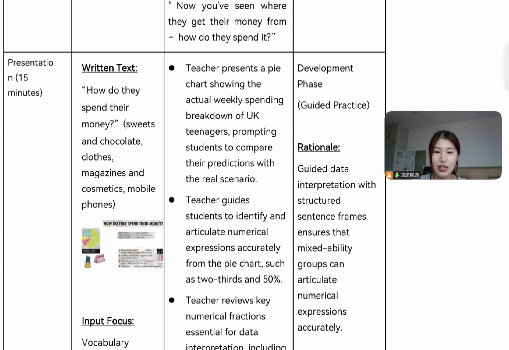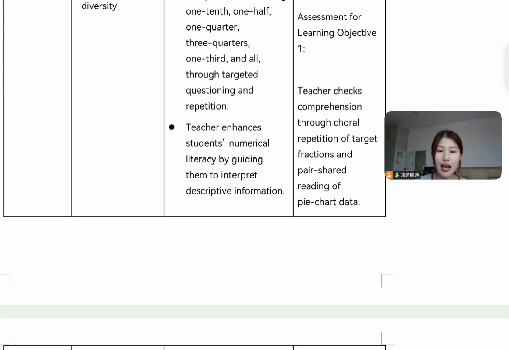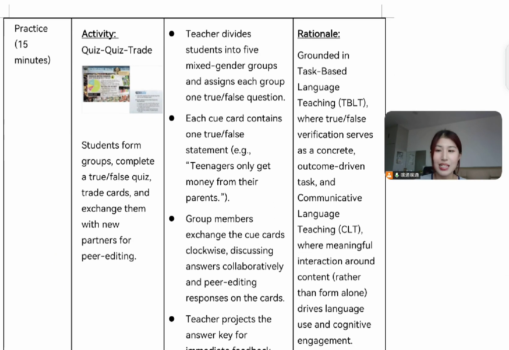Students then participate in peer discussions to explain what the data means. This activity develops reading comprehension skills, particularly the ability to identify specific information from visual text. The teacher also reviews key vocabulary related to spending habits. The presentation stage is supported by scaffolding, which helps make it easier for learners to understand the complex information more effectively. After that, students proceed to the practice stage.